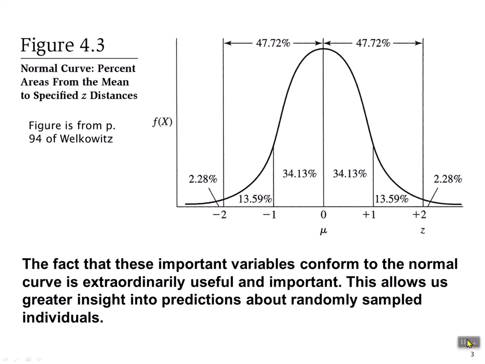And it's not just important in terms of concrete examples like that, but also because of what it tells us about how statistics work, how probability works, and how we can make predictions about randomly sampled individuals when we take samples of people.